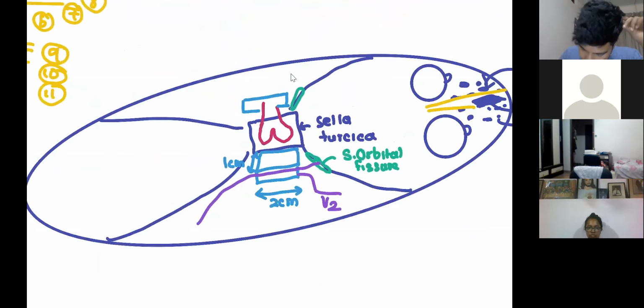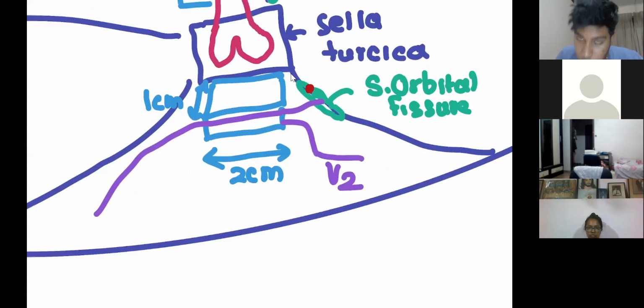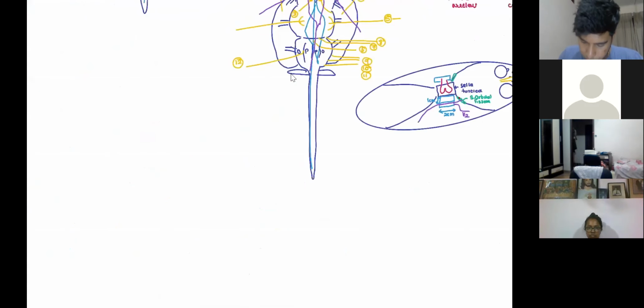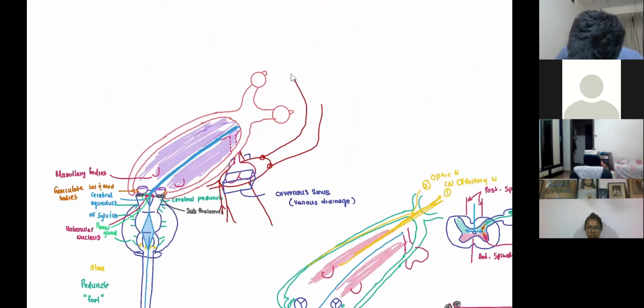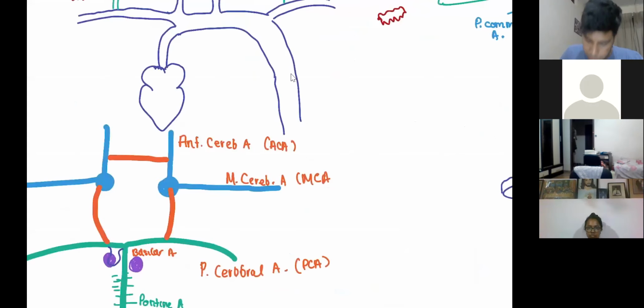There's another structure which goes superior and medial to the superior orbital fissure, that is called the optic canal. It goes here. I told you that for the sake of completion.